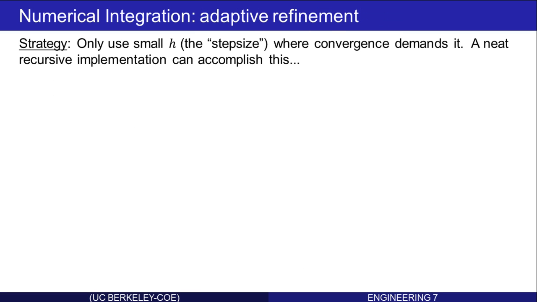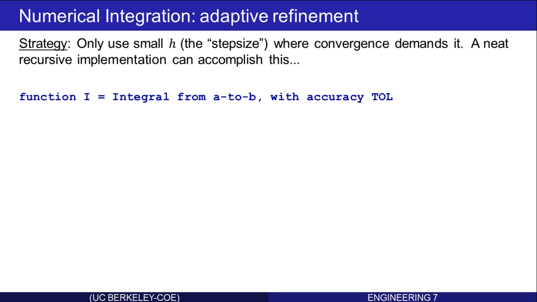The strategy is to somehow only use small h, we'll call that the step size, where the convergence demands it. Here's a really neat recursive implementation. Right here is just pseudocode. So there's some function that returns the integral from a to b with accuracy tol. And accuracy is in the way we described. The k subdivision and 2k subdivision results are nearly the same.